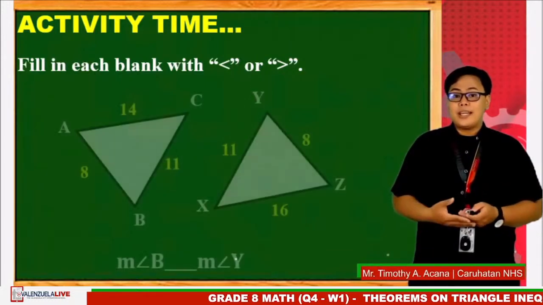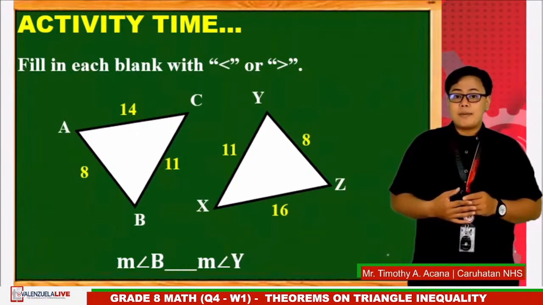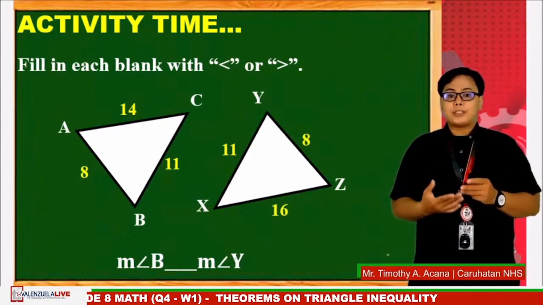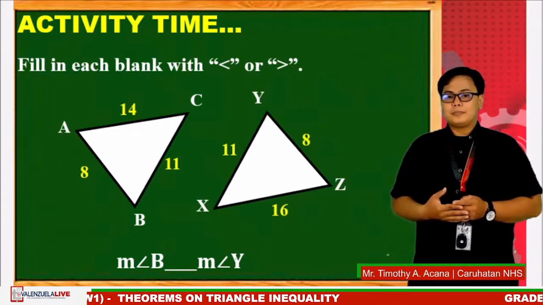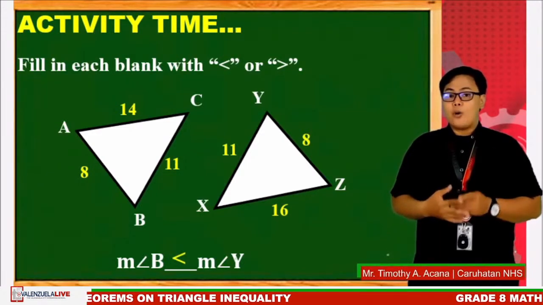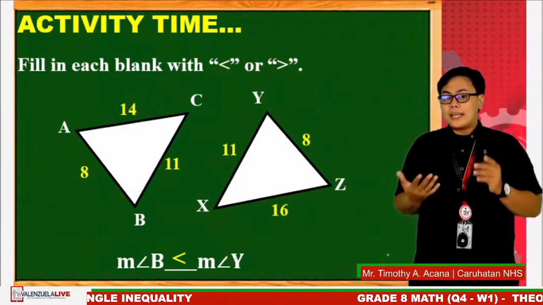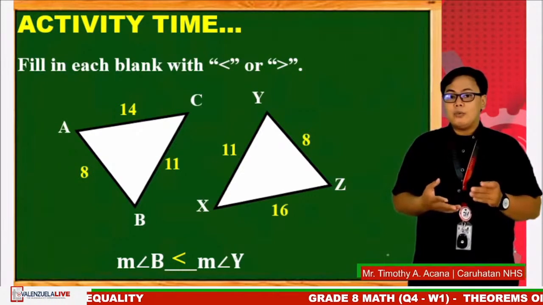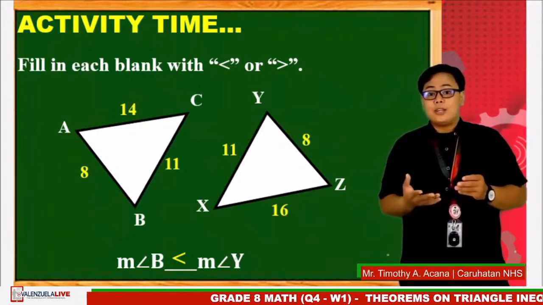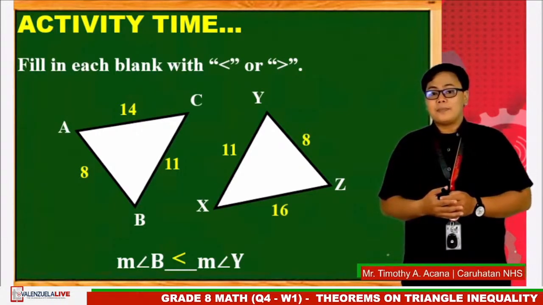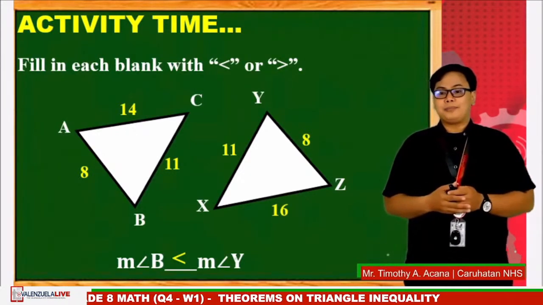Now let us have triangle ABC and triangle XYZ. What inequality symbol are we going to use to compare the measurement of angle B to the measurement of angle Y? That is correct. We are going to use is less than. Why? Because if you will notice, angle B is opposite the shorter side, which is side AC, and angle Y is opposite the longer side, which is side XC. Therefore, the measurement of angle B is less than the measurement of angle Y.